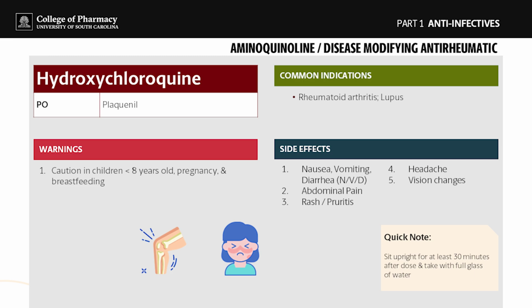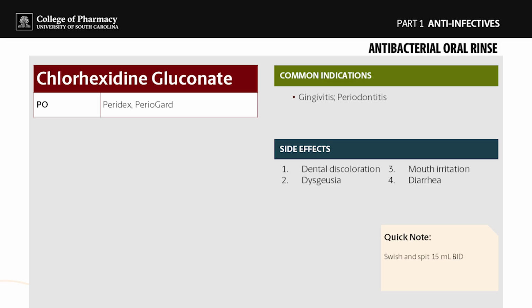Hydroxychloroquine, Plaquenil. Next, let's look at an antibacterial oral rinse. Chlorhexidine Gluconate. The brand name is Peridex or PerioGard. The common indication is for gingivitis, periodontitis, and this is what the dentist gives you a lot of times after you have some sort of oral surgery. Sometimes when he feels like you've got some gingivitis in the mouth, he'll go ahead and give it to you.